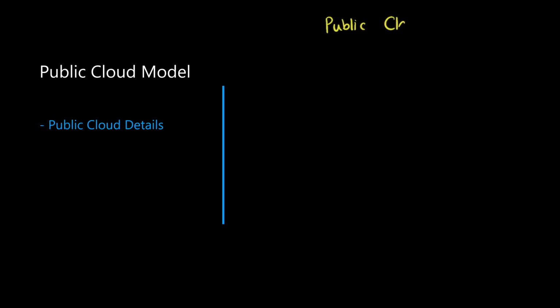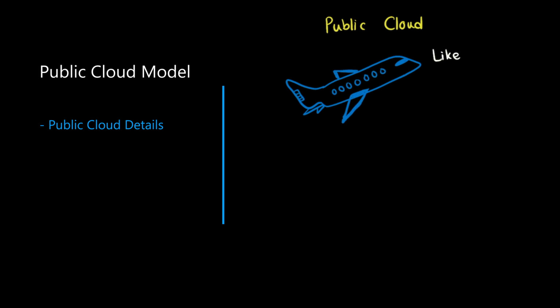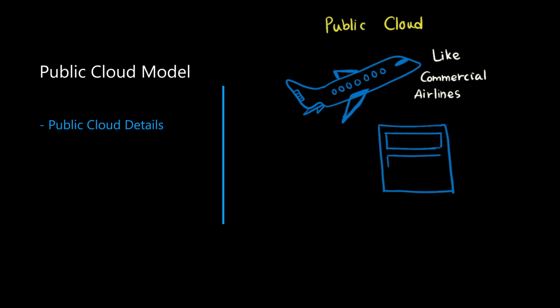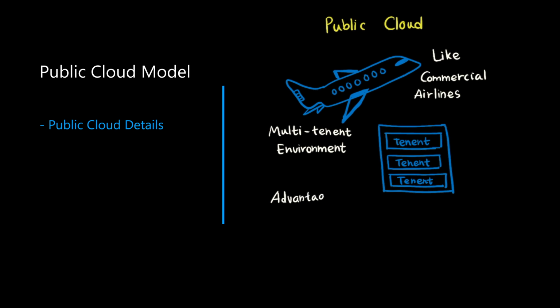Public clouds are what most people think of when they hear cloud computing. In a public cloud, the infrastructure is owned and operated by a third-party cloud service provider and delivered over the public internet. Resources are shared among multiple organizations in a multi-tenant environment. Think of a public cloud like a commercial airline. You don't own the plane, you share it with other passengers, but you get from point A to point B efficiently and cost-effectively. Major public cloud providers include Amazon Web Services, Microsoft Azure, Google Cloud Platform, and Alibaba Cloud.